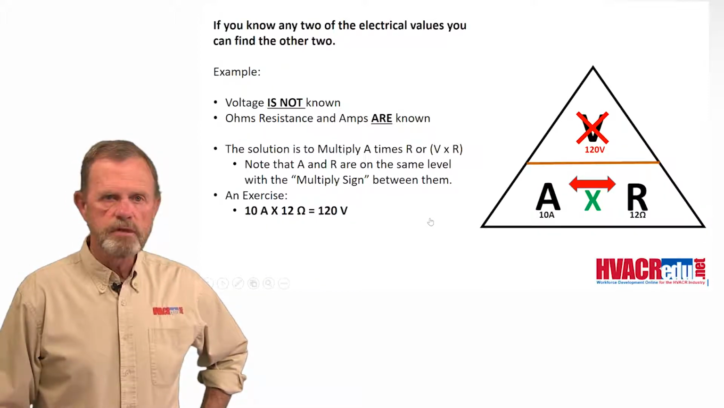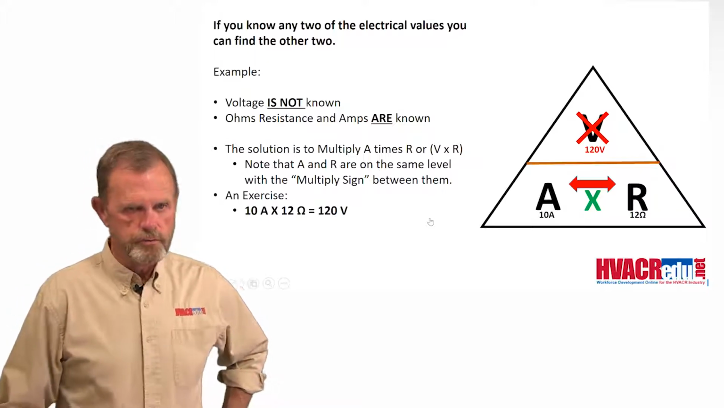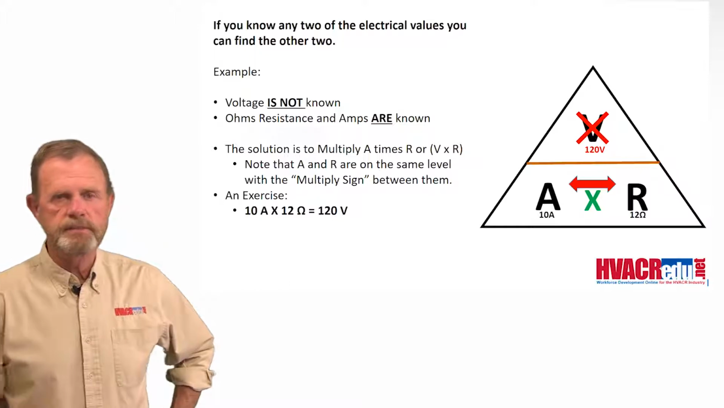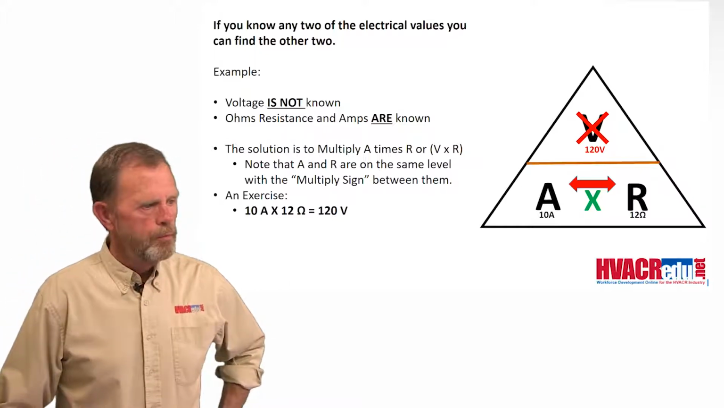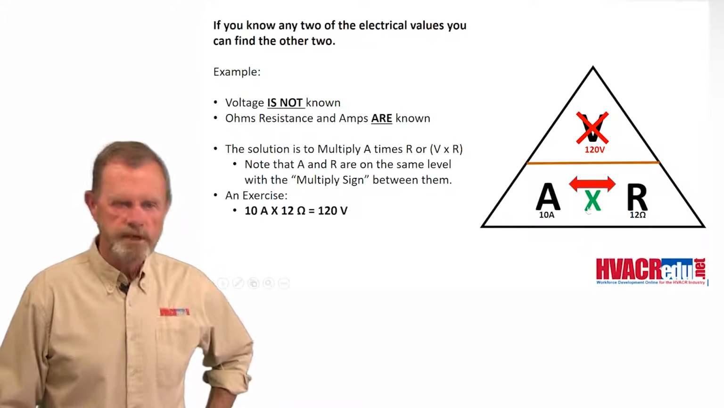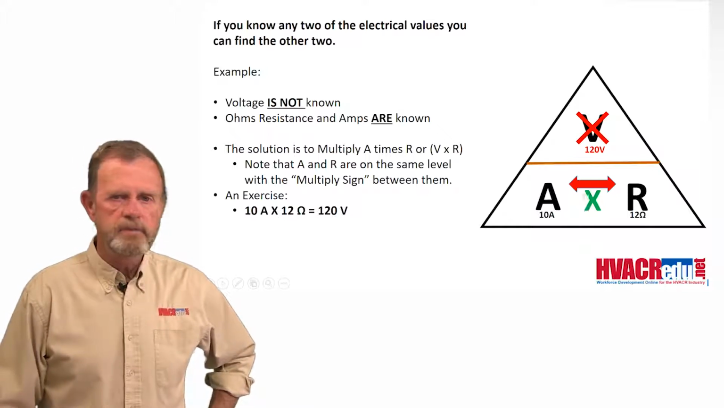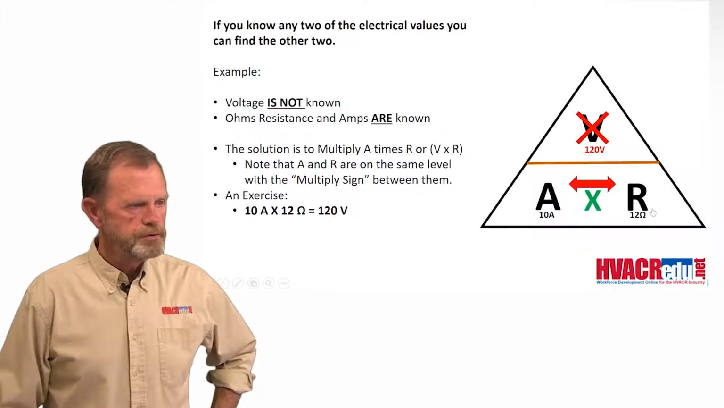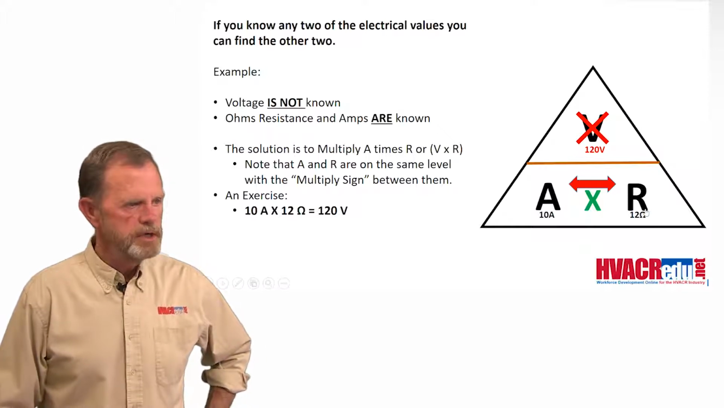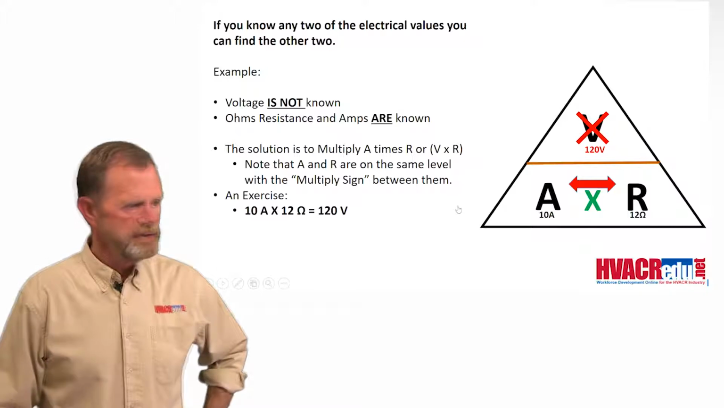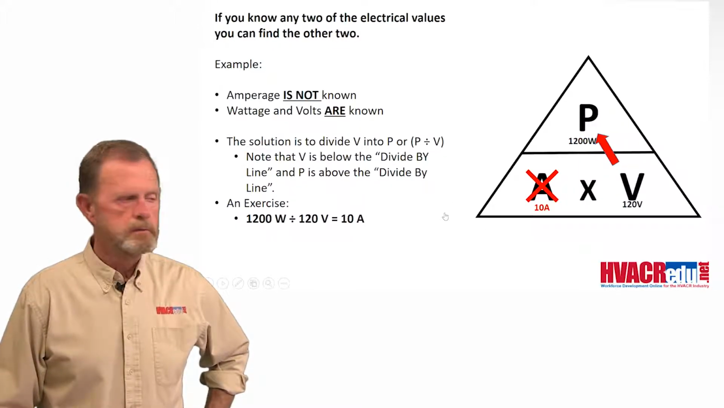If you know any two electrical values, you can find the other two. This time we don't know voltage, but we know amperage and we know resistance. So what do we do here? We use the multiplication sign, the X, and it's very simple. We go 10 amps times 12 ohms resistance, and that's going to give me 120 volts. All right. The next one. Are you getting tired yet? I am. But anyhow, here we go.